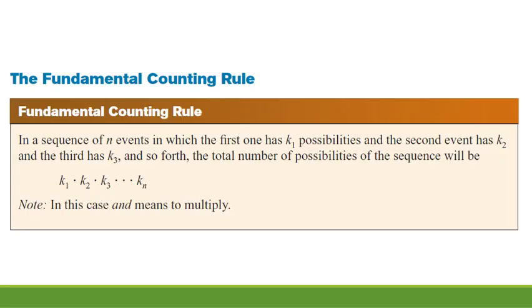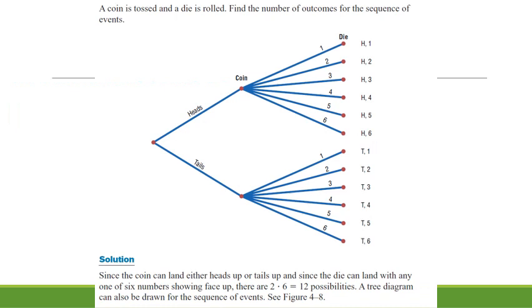So continue. The fundamental counting rule: in a sequence of n events in which the first one has k1 possibilities, the second event has k2 possibilities, the third k3, and so on and so forth, the total number of possibilities of the sequence will be k1 times k2 times k3 up to kn. So you just need to multiply all the events. In this case, "and" means to multiply. Okay. For example, here a coin is tossed and a die is rolled.